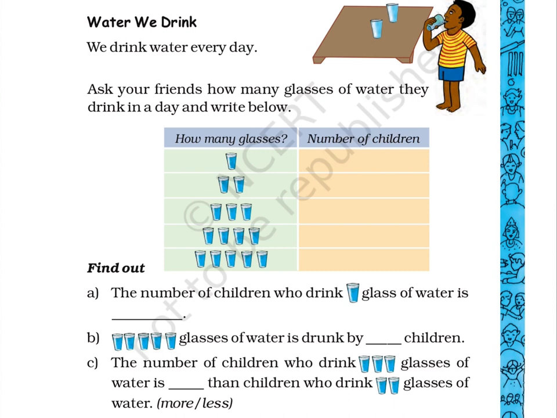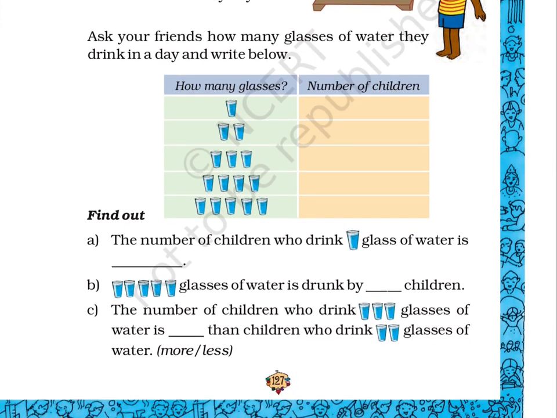Row 1, column 1 has a picture of a glass of water and column 2 has space for writing the number of children who drink 1 glass of water in a day. Row 2. Column 1 has a picture of 2 glasses of water and column 2 has space for writing the number of children who drink 2 glasses of water in a day.